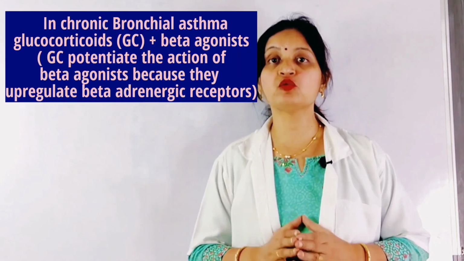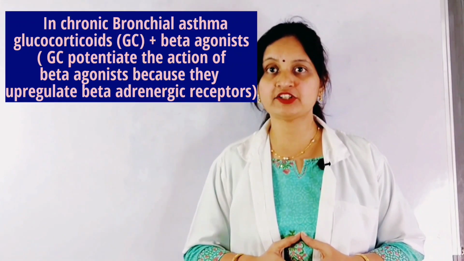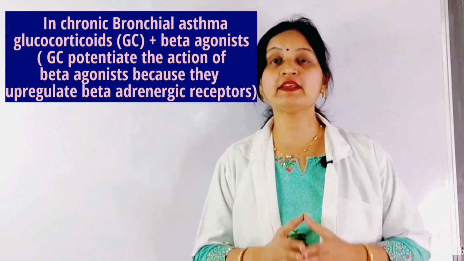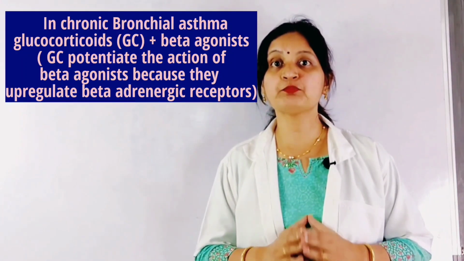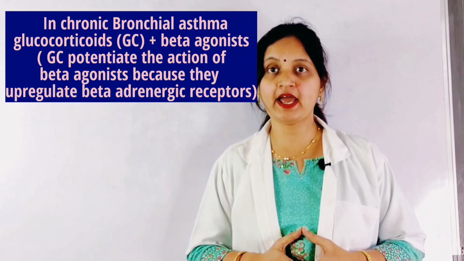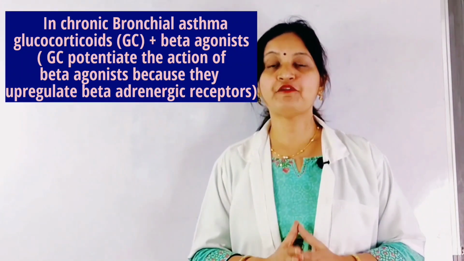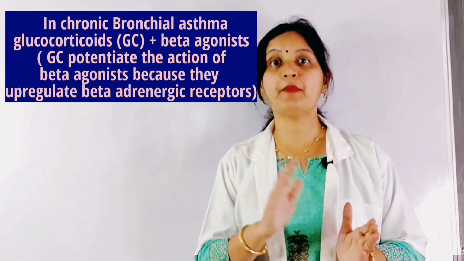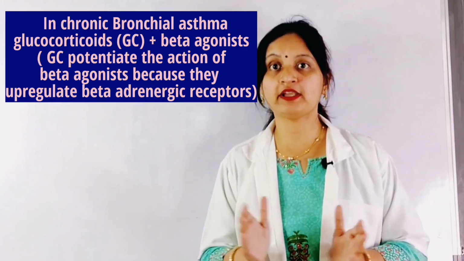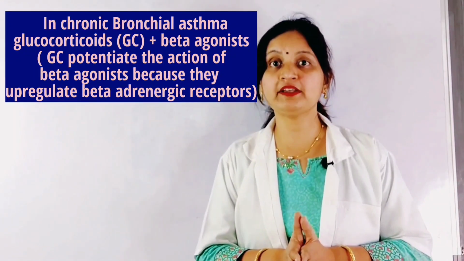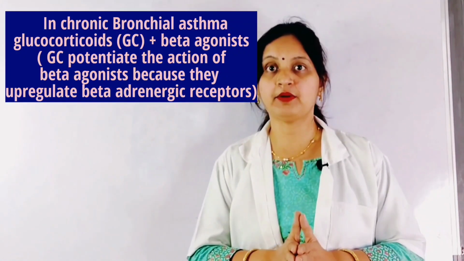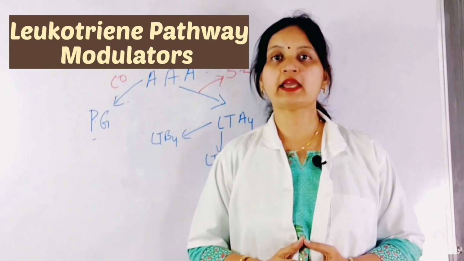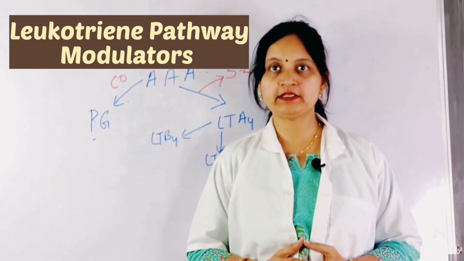In addition, glucocorticoids cause upregulation or supersensitivity of beta-adrenergic receptors, and this increases the receptor responses. In this way, glucocorticoids potentiate the effects of beta-adrenergic agonists. Therefore, inhaled corticosteroids are combined with beta-adrenergic agonists to potentiate the effects of beta-adrenergic agonists in the management of chronic bronchial asthma. The next class of drug is leukotriene pathway modulators.